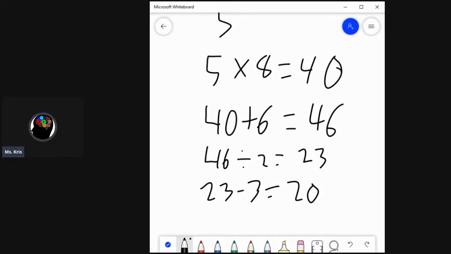Any questions on this? Any questions on inductive reasoning at all?